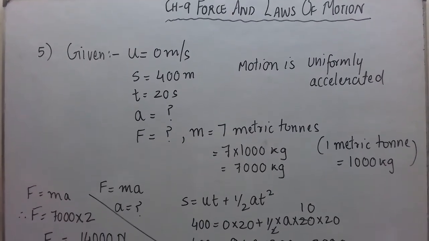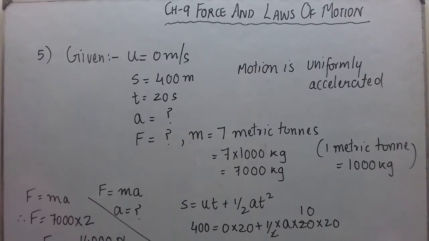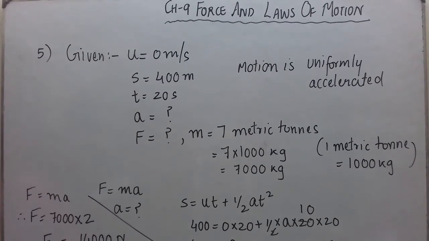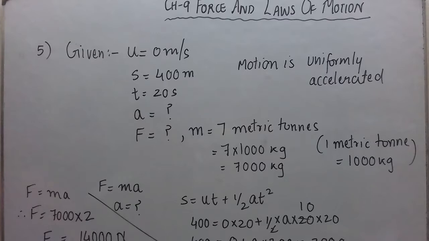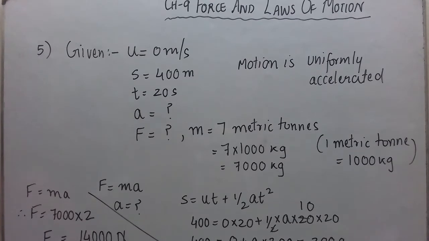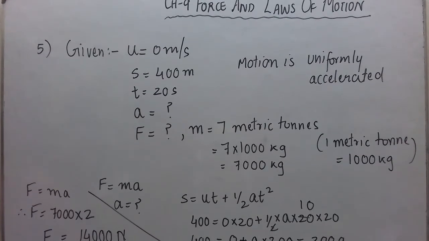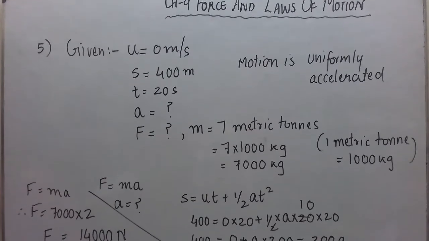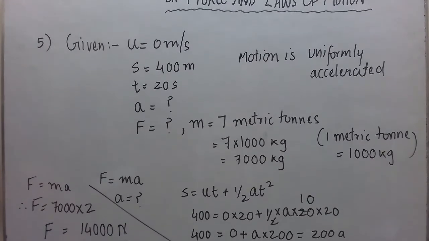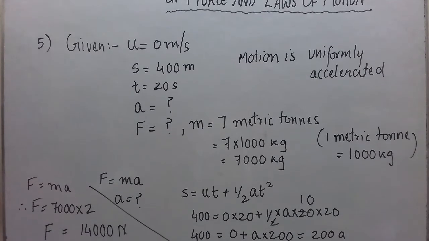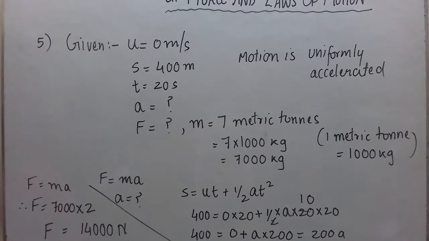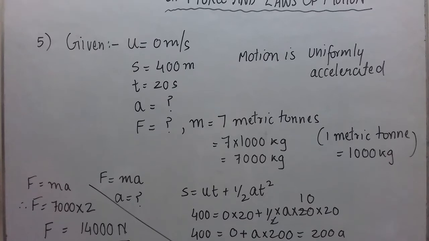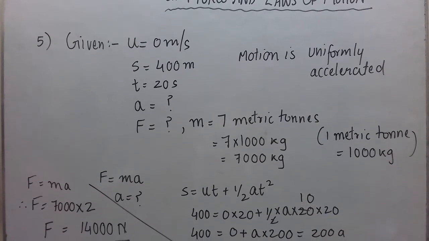Now the fifth question is a numerical. So listen to it carefully. A truck starts from rest and rolls down a hill with a constant acceleration. It travels a distance of 400 meters in 20 seconds. Find its acceleration. Find the force acting on it if its mass is 7 metric tons.